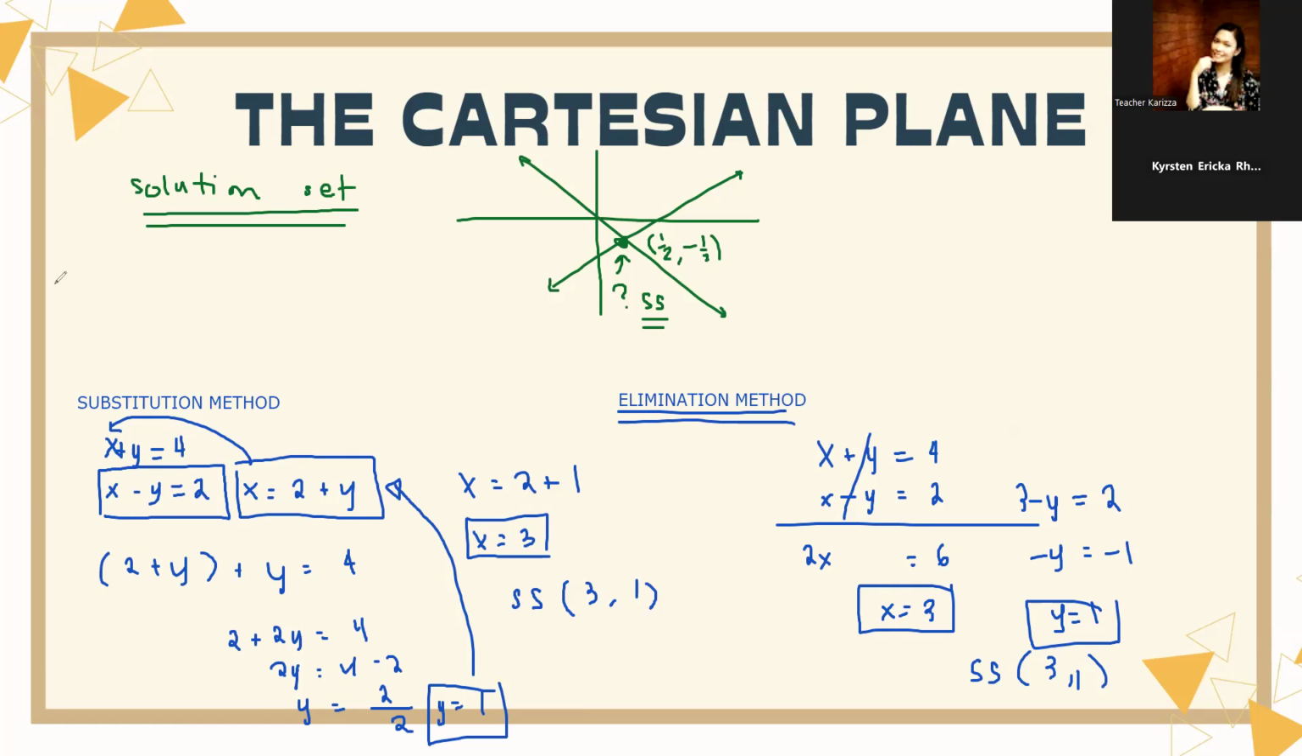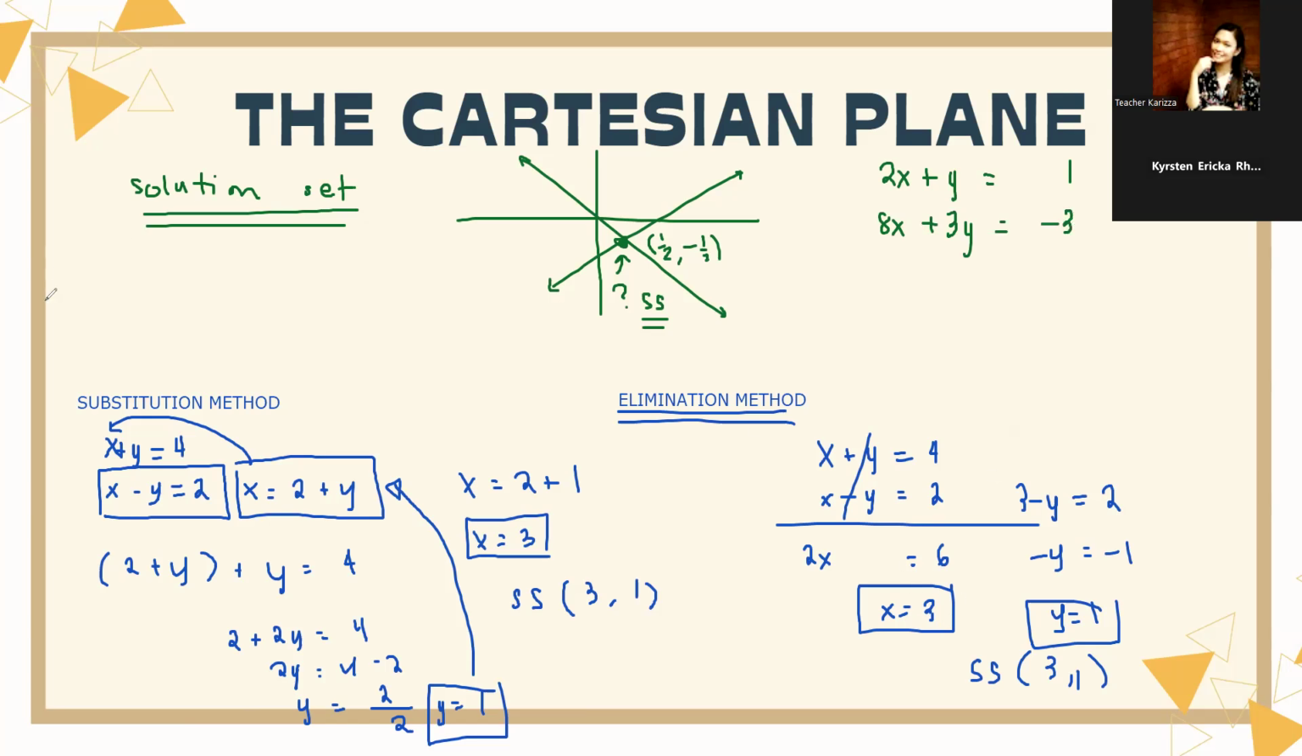So let's try another example for the elimination method. I'll just write it in the bit. Okay. So let's say we have the equations. Solve for the solution set of 2x plus y is equal to 1, and 8x plus 3y is equal to negative 3.